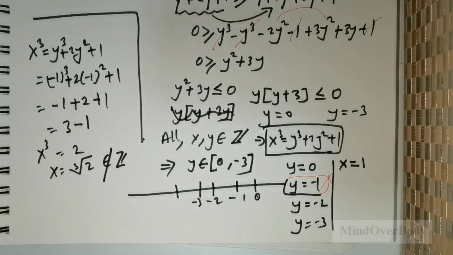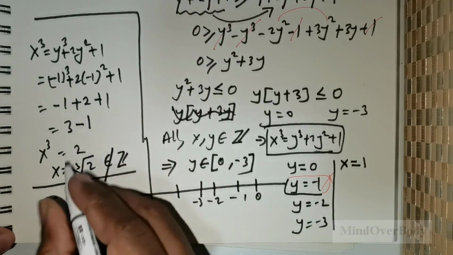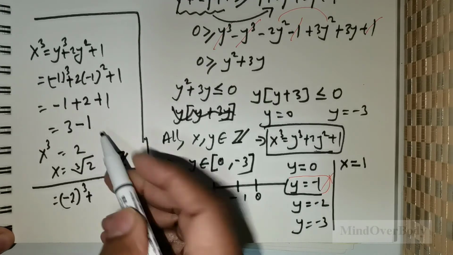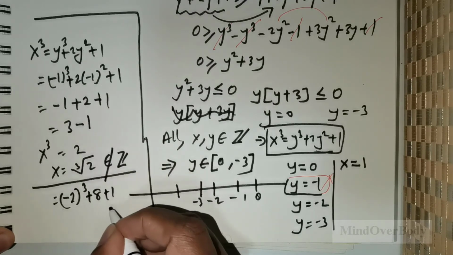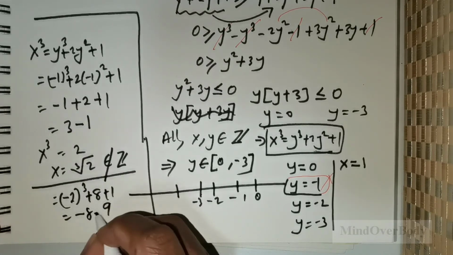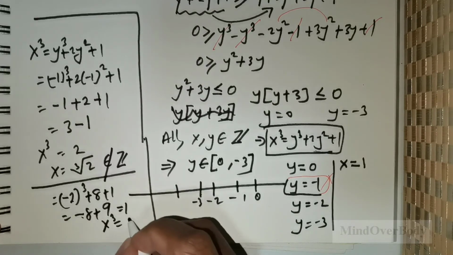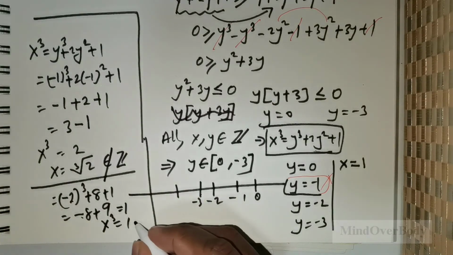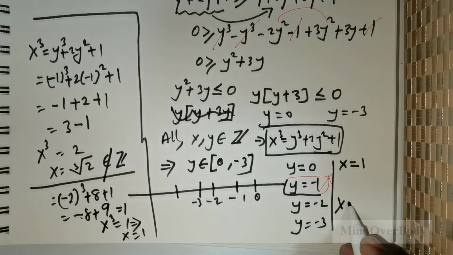Now what happens when y is equal to -2? You would get (-2) cubed, which is -8, plus 4 times 2, which is 8, plus 1, which gives 9. So -8 plus 9 will give you 1. So x cubed is equal to 1, which means x is equal to 1. So for this, x is equal to 1.